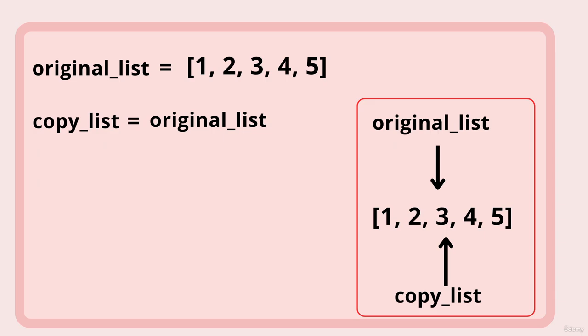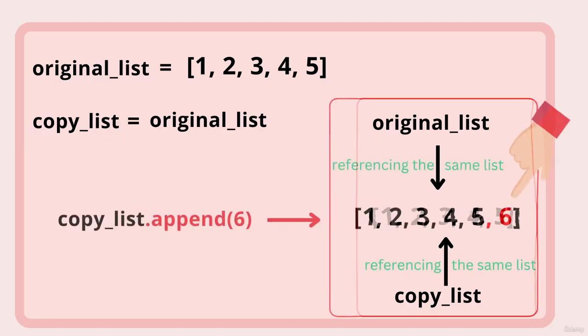So by assigning the original list to the copy list, both the original list and the copy list variables are pointing to the same list in memory. You are not creating another list entirely, you are just pointing both variables to the same list. So whenever you modify the list, it is going to reflect in both variables.